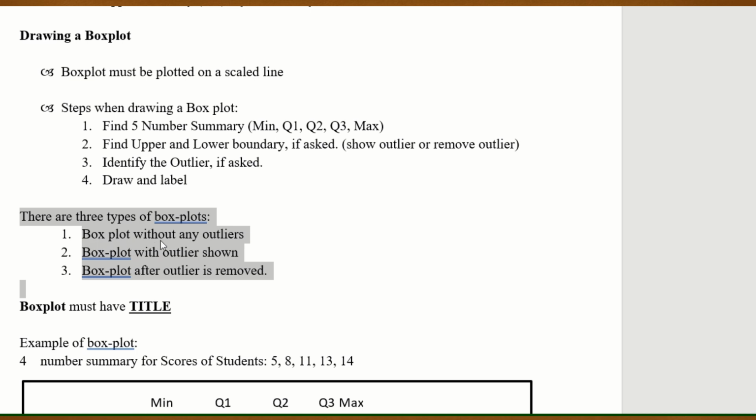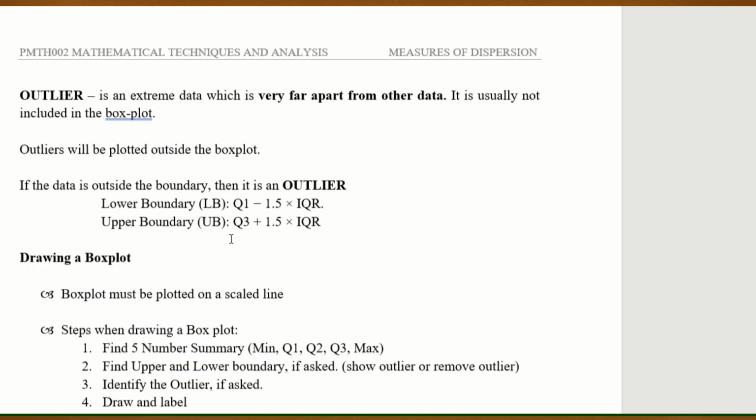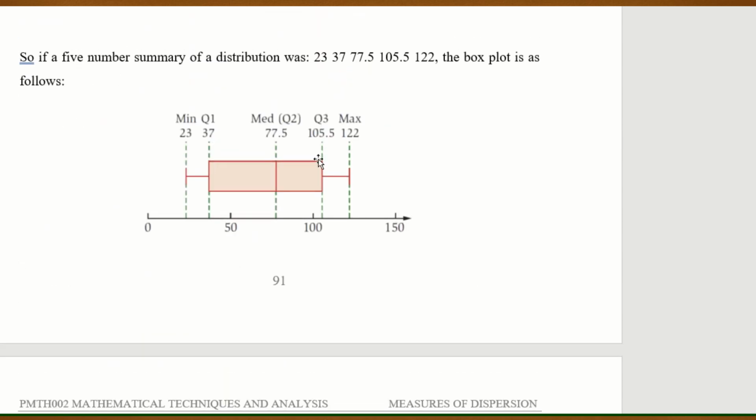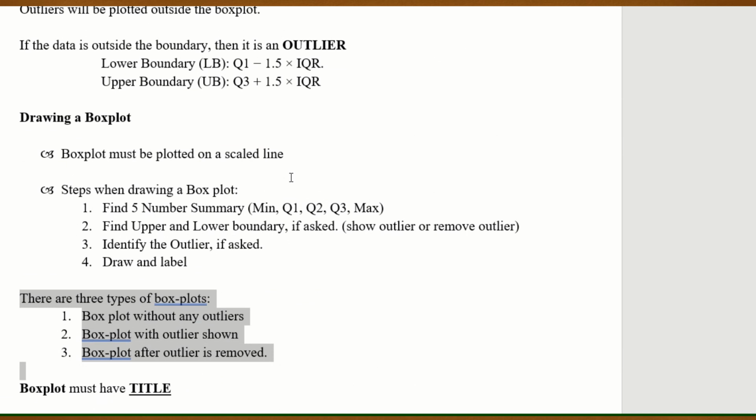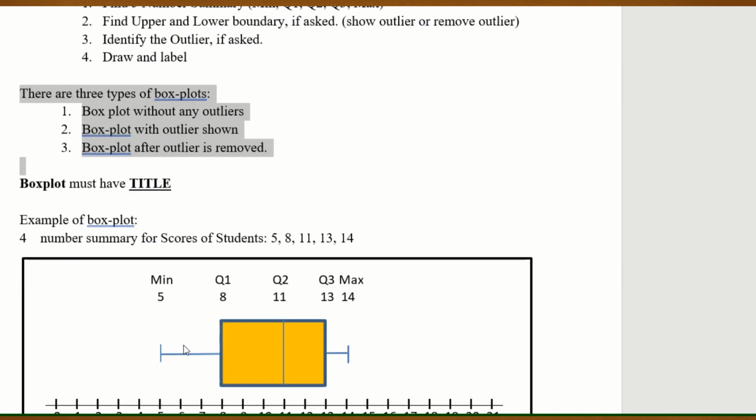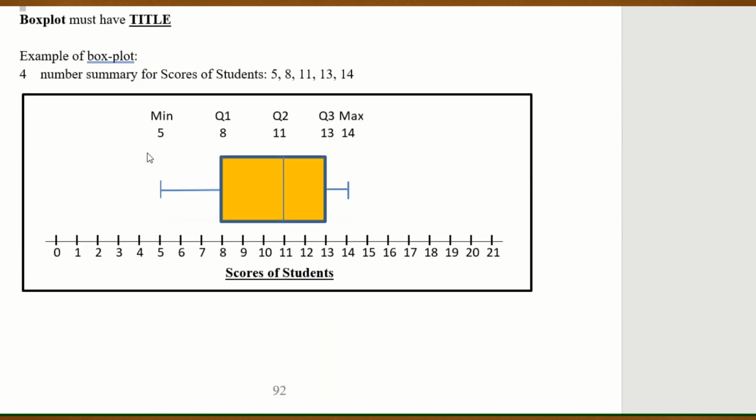The first one is just the basic box plot without any outliers, the one that I went through with you here. Just a normal box plot. Find your 5-number summary, just come up with the scale, just draw. Easiest of them all. Show outlier and remove outlier is what is a little bit different. Students always get the second and third one wrong. Okay, your box plot must have a title. Everything you draw from now on must have a title. Okay, let's look at the example.